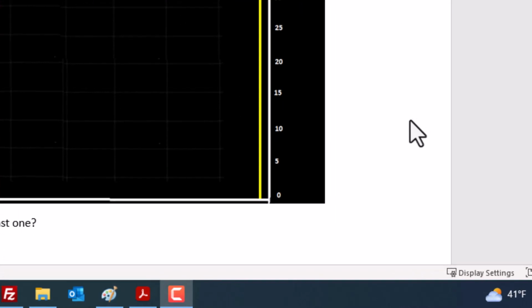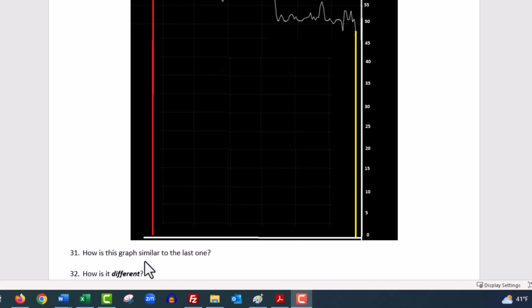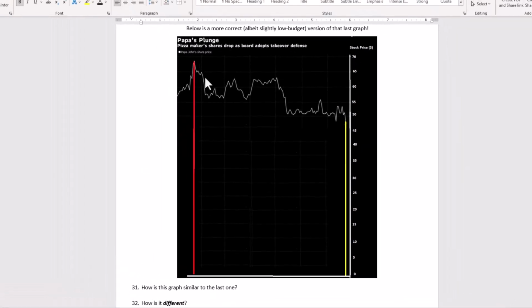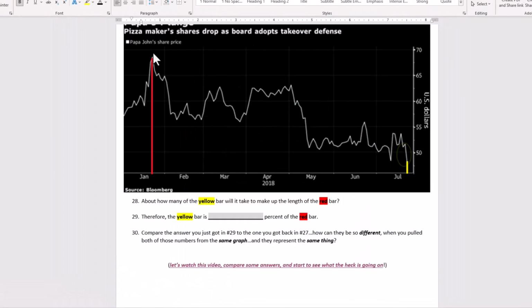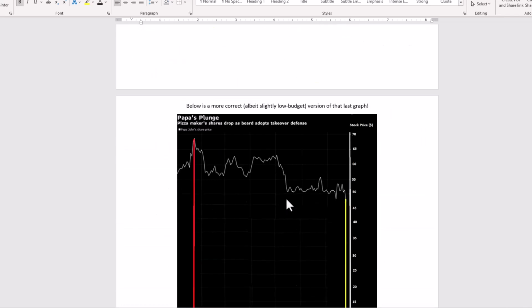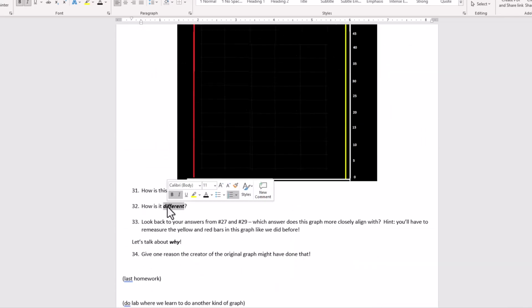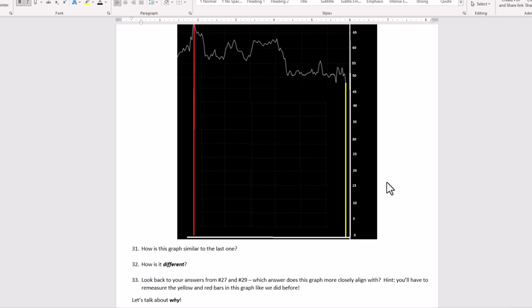So, first question, number 31. How is this graph similar to the last one? Well, heck, it's got the same movement up top, right? Look at the shape. Shape's the same exact shape. How is it different? We just said that. It's different because this one goes to 0, and that makes all the difference, and here's why.